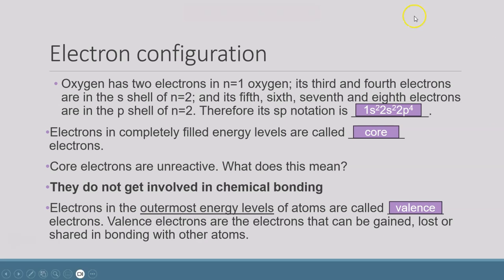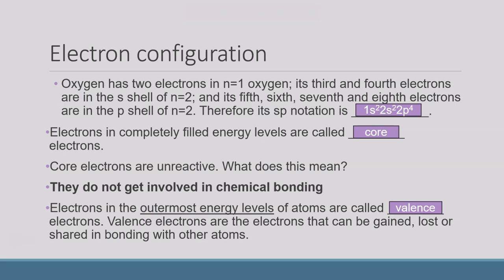So in the case of oxygen, we have 2 core electrons. How many valence electrons do we have? We've got 4 plus 2. We've got 6 valence electrons. The second energy level of oxygen holds 6 electrons of a possible total of 8 electrons that can be held by the second energy level.